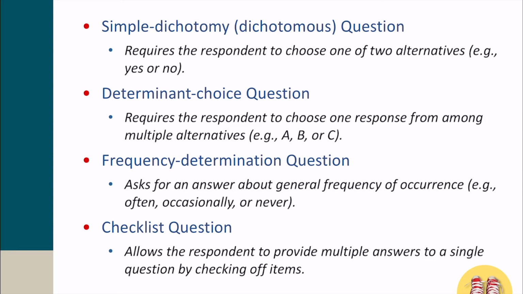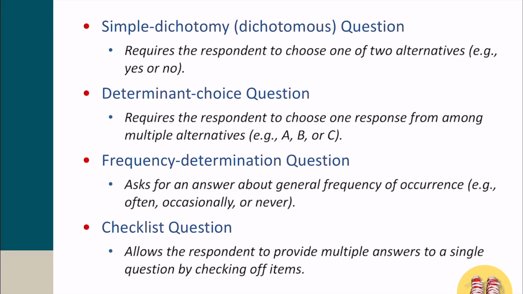Determinate choice question. This requires a respondent to choose one response from among multiple alternatives. Do you prefer Ford, Chevrolet, GM, or whatever? And they would, of course, circle the one that they like the best. Frequency determination question. This one asks about the general frequency of occurrences. How often do you shop online? Often, occasionally, never. So this would be a frequency determination.